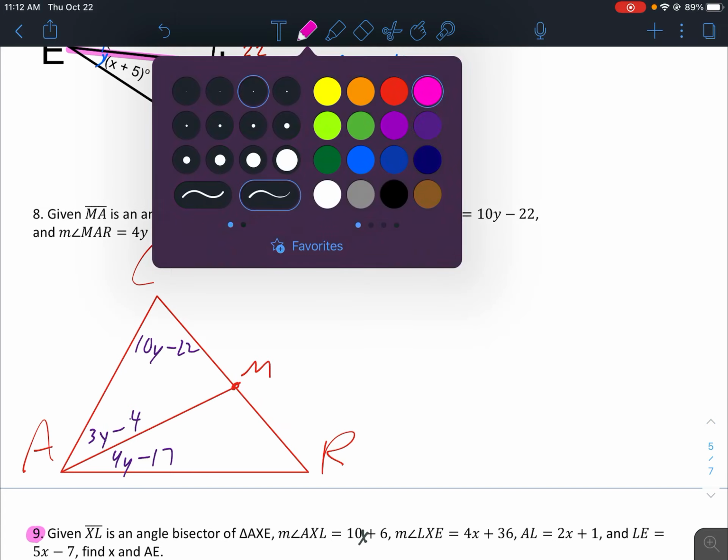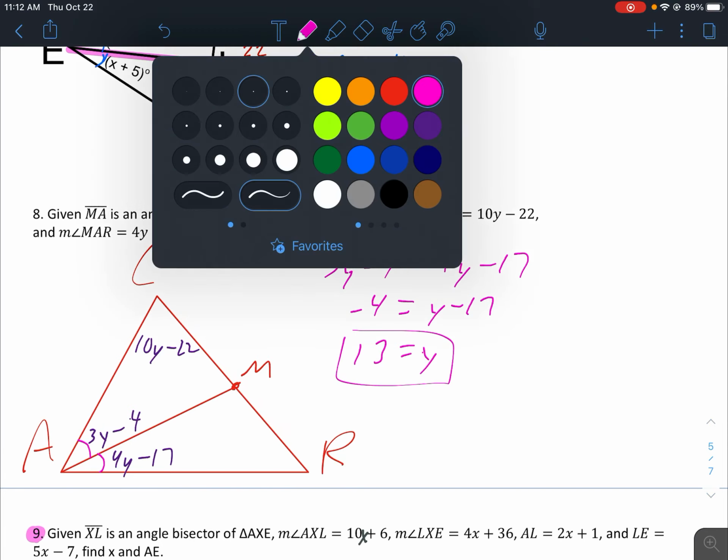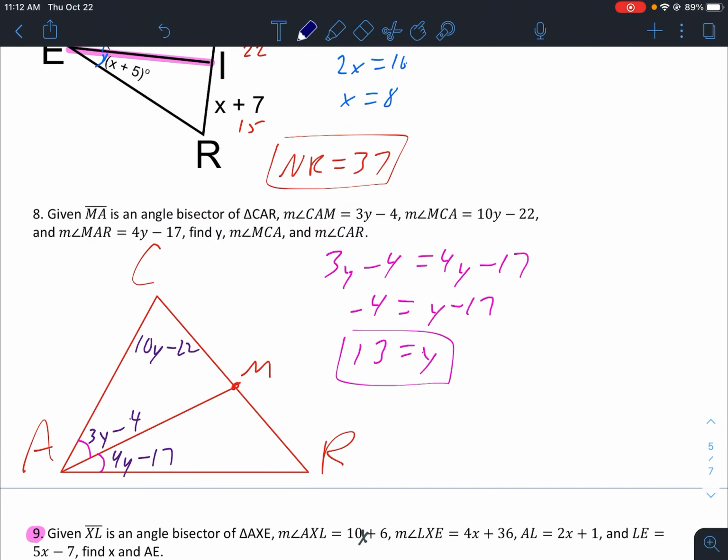So because this is an angle bisector, I know these two angles are congruent. So my equation should be 3y minus 4 equals 4y minus 17, completely ignoring the 10y minus 22. Subtract 3y from both sides and add 17 to both sides gives us y is equal to 13. To find MCA, simply put 13 into here. 10 times 13 minus 22 is 108 degrees.